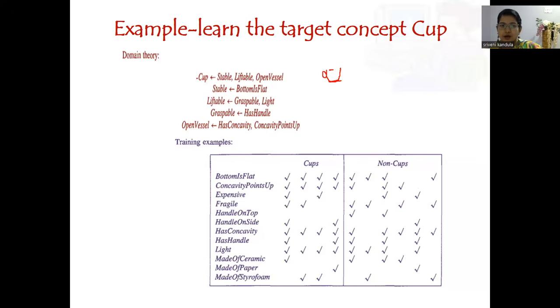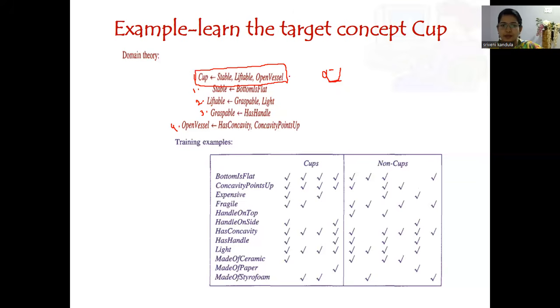Okay, so now in order to classify this correctly, what are the clauses that should be satisfied? Let us number these as 1, 2, 3 and 4. All these 4 should be satisfied. This liftable itself contains graspable as well as light. Graspable is defined in one more clause. So we need all these 4 in order to say that a particular object is a cup.